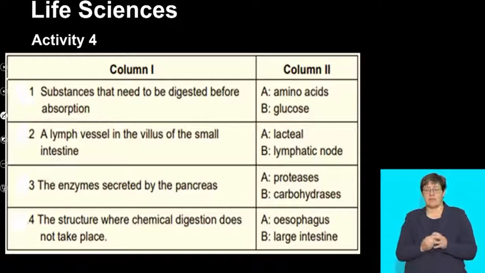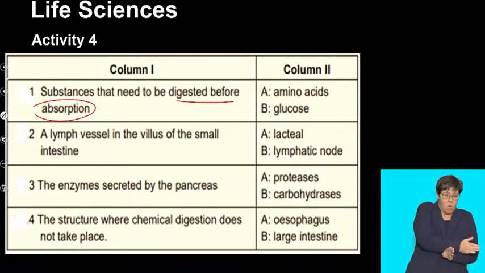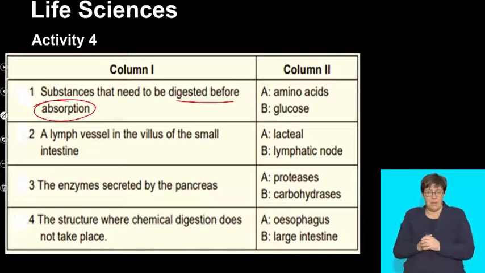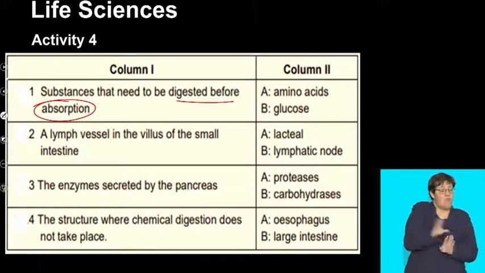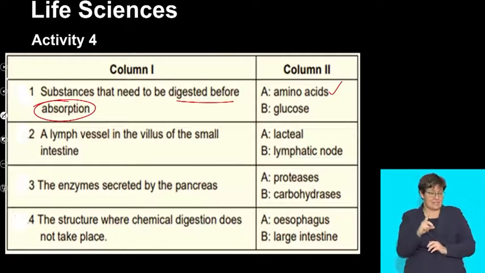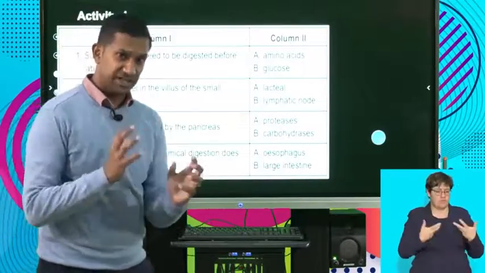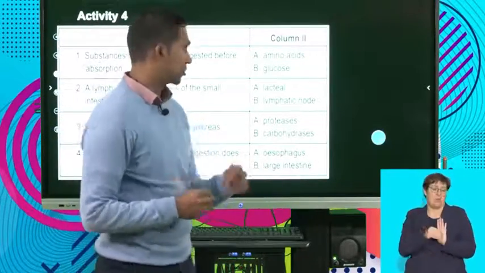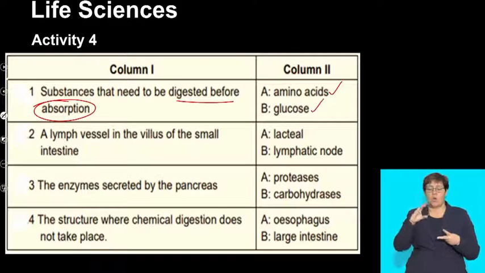So, substances that need to be digested before absorption. So, what is it that needs to be digested before absorption? Guys, amino acids are the simplest molecules. They've been already digested, and so they're easily absorbed. Glucose, again, is in its simplest form. So let's look at it.